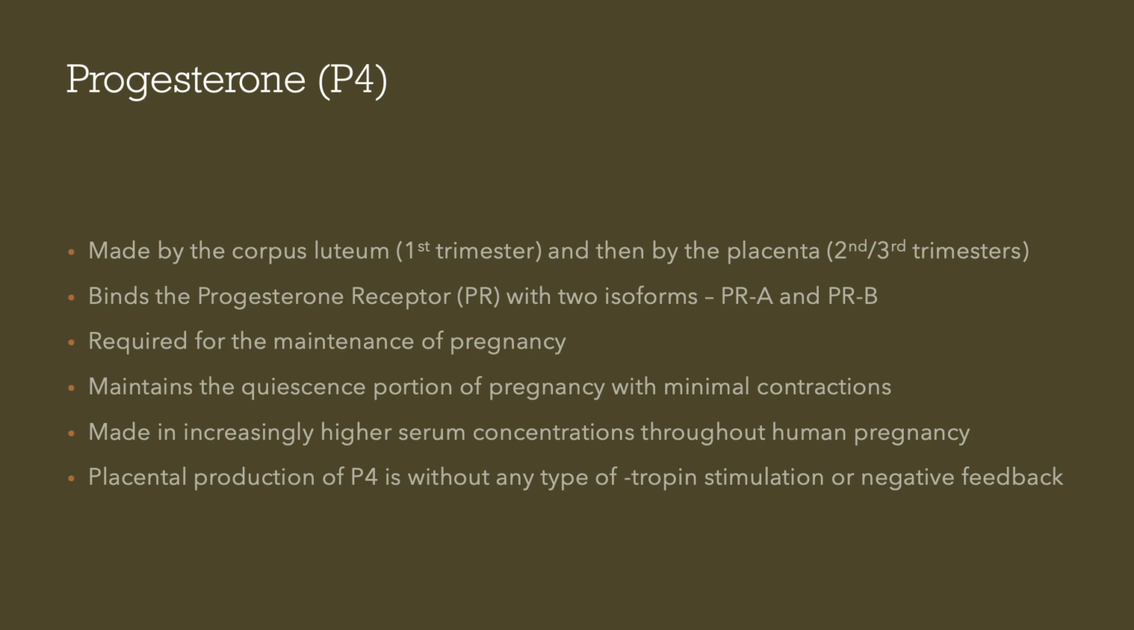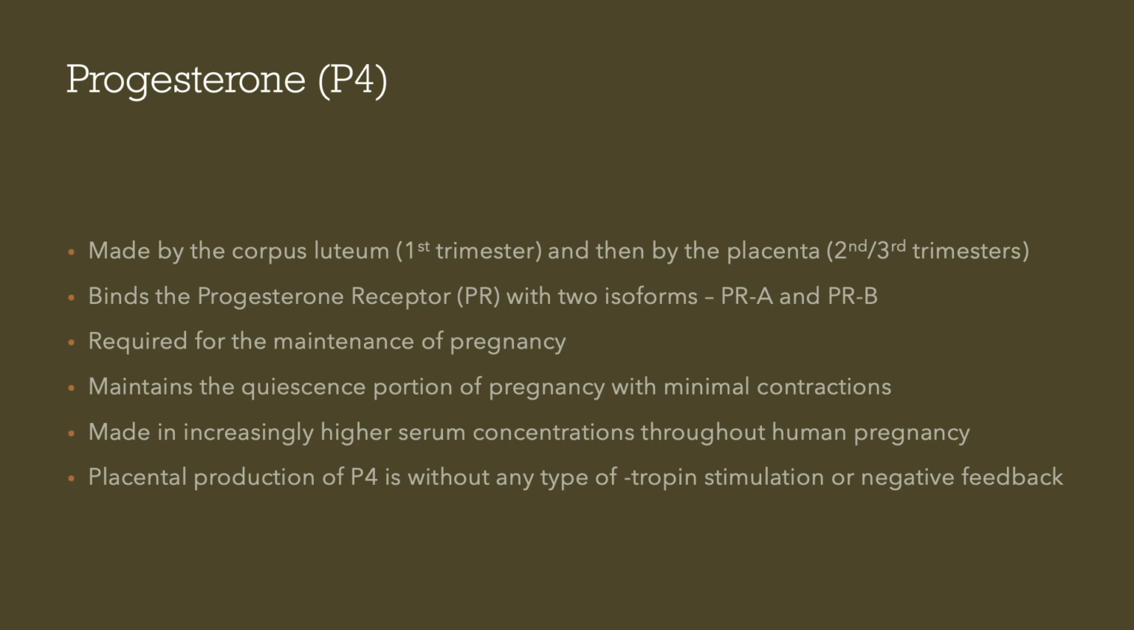So the first hormone to talk about here is progesterone, also known as P4. Progesterone is made by the corpus luteum in the first trimester, and then by the placenta in the second and third trimesters. Progesterone binds the progesterone receptor with two isoforms, PRA and PRB. Progesterone is required for the maintenance of pregnancy, and progesterone really maintains the quiescence portion of pregnancy with minimal contractions.